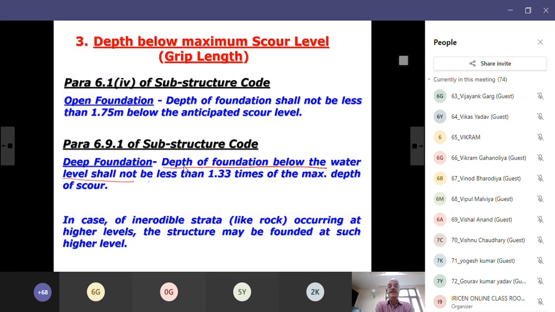So cover will be D and grip length will be 0.33. Okay, this is for deep foundation 1.